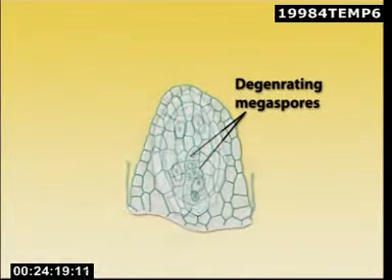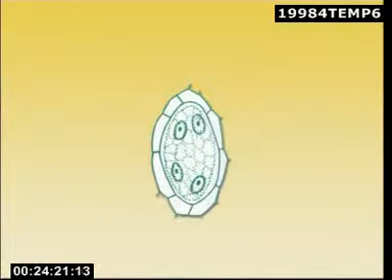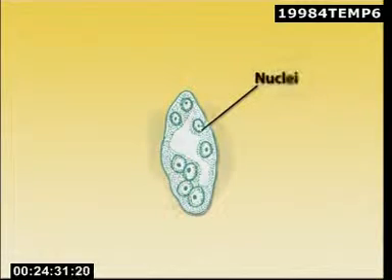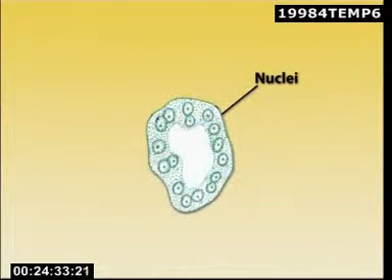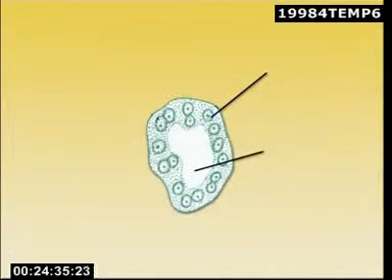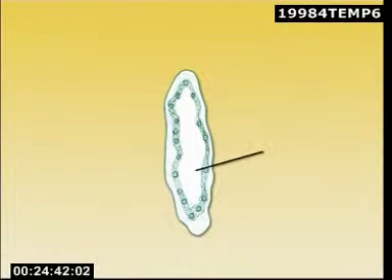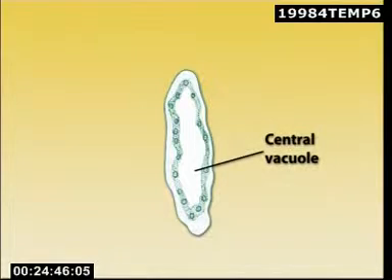The functional megaspore enlarges considerably. Its nucleus divides mitotically without wall formation to form 2 daughter nuclei, which occupy the 2 opposite poles of the megaspore due to the development of a large central vacuole. Both the nuclei divide again and again to form as many as 256 free nuclei. These nuclei arrange themselves in a thin layer of cytoplasm around the central vacuole.